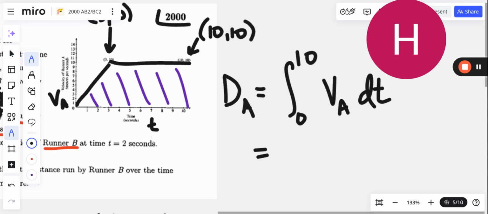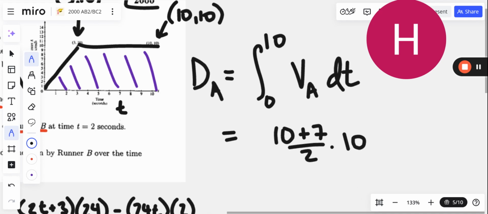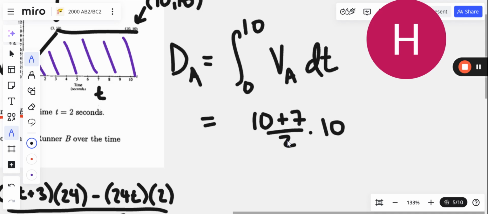You could break this into 2 functions and then do it piecewise, but there's no need to do that. Just find the area of this shape. Or you can break it into a triangle and a rectangle. I know a lot of kids are doing that these days because you're not comfortable with the basic trapezoid formula for some reason. So the base is 10, the other base is 7, over 2, times the height, which is 10. Okay, pretty clear. So this is going to be 75.